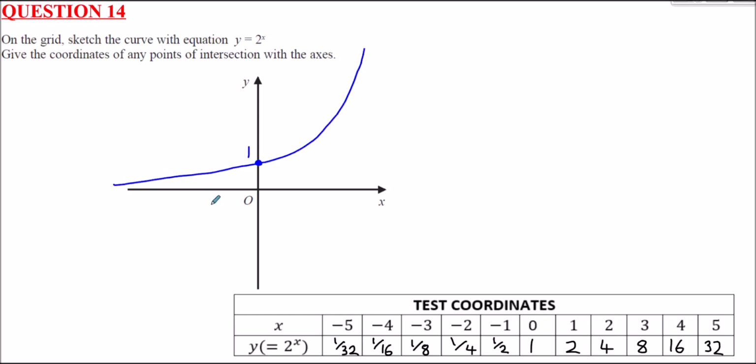So something like that would pick up the marks. If you did just touch the x-axis, they'd let you off for that, I think, but definitely do not go below the x-axis, otherwise you would get marks docked for that.